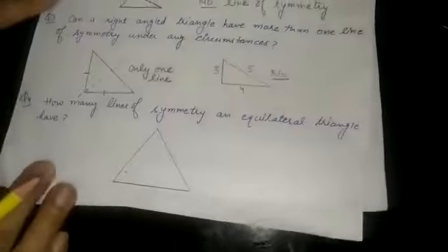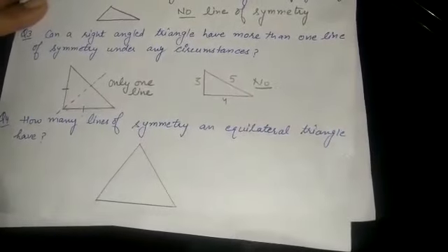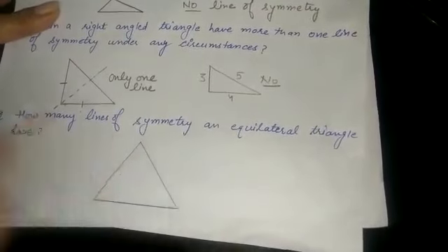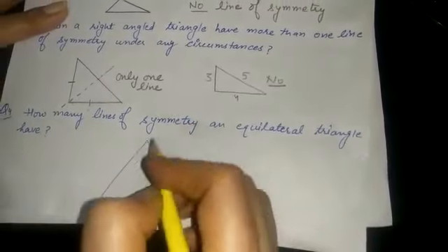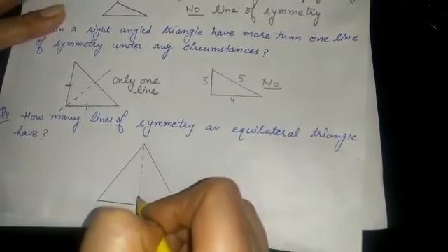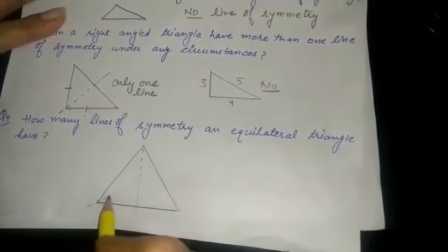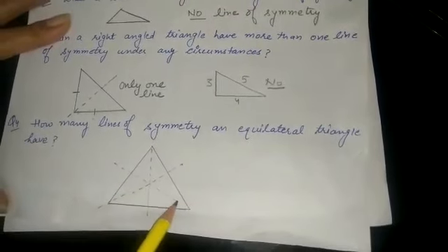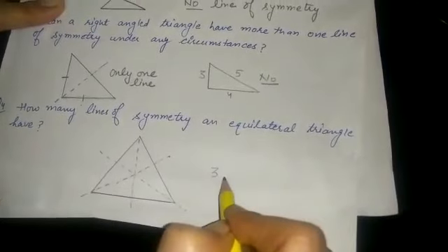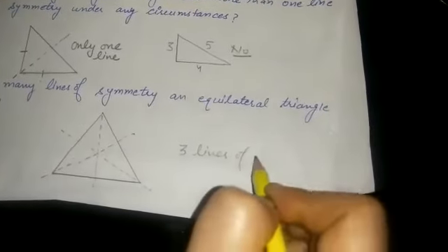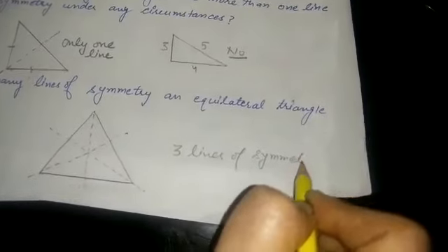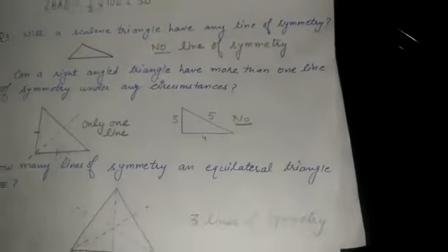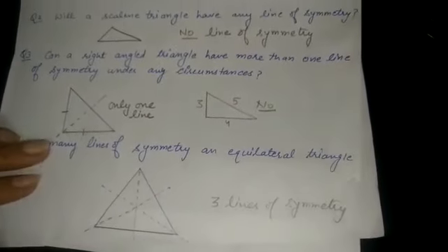How many lines of symmetry does an equilateral triangle have? An equilateral triangle is a triangle whose all three sides are equal, so it is a regular polygon. A regular polygon has as many lines of symmetry as the number of its sides. It has three sides, so it has three lines of symmetry. How to draw? Have you observed what I did? I join the vertex to the midpoint of the opposite side. That divides the triangle into two equal parts. So it has three lines of symmetry.